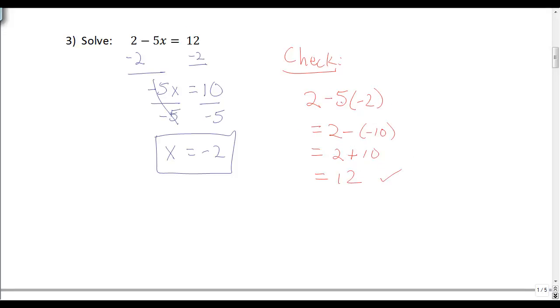Note here, if you get used to this, 5 times 2 is 10. You see 2 negatives. You can kind of skip straight to the 2 plus 10.